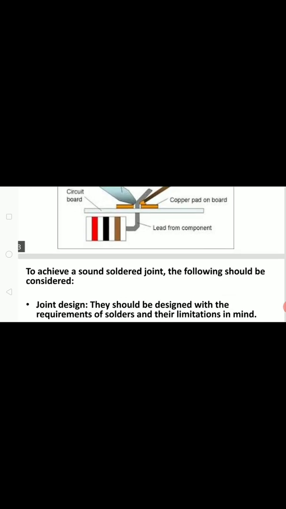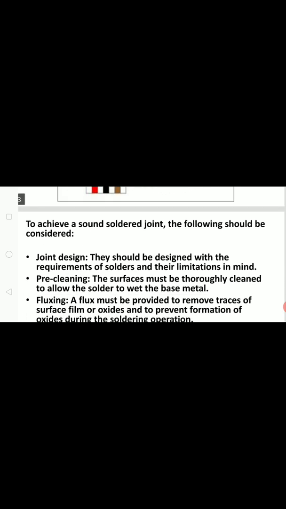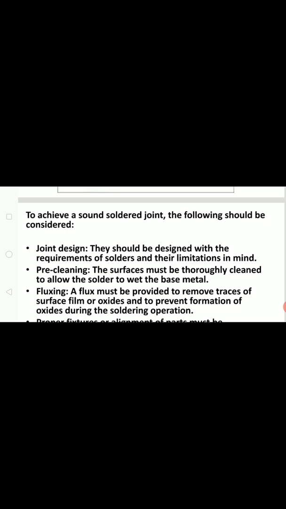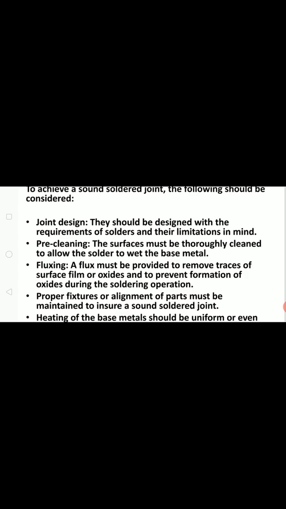To achieve a sound soldering joint, the following should be considered. Joint design: joints should be designed with the requirements of solder and their limitations in mind, meaning the joint should be designed well in advance. Pre-cleaning: the surfaces must be thoroughly clean to allow the solder to wet the base metal. Otherwise, penetration and bonding may be incomplete.